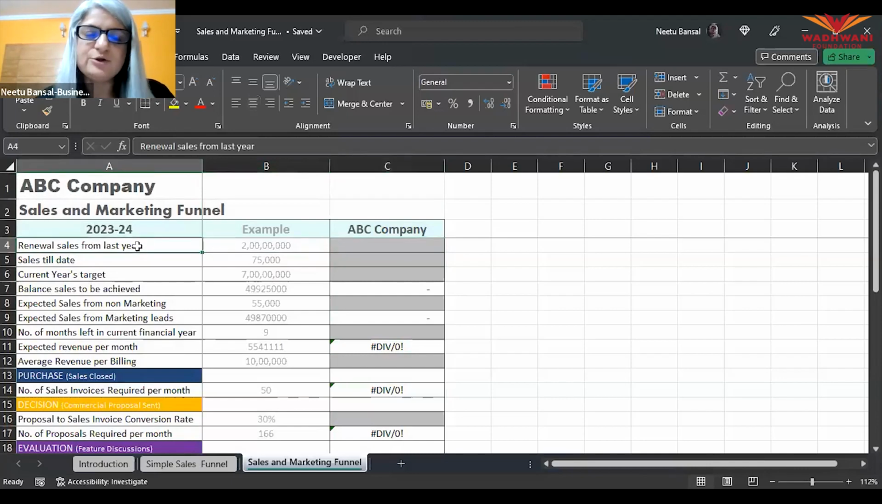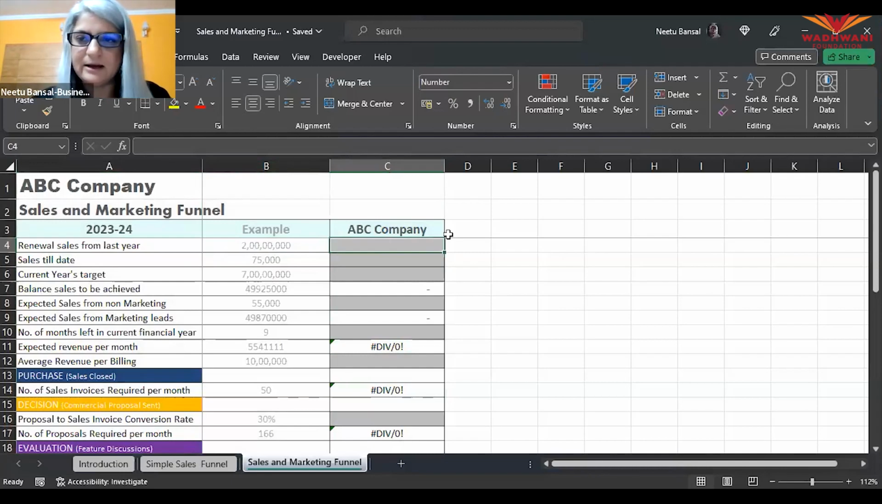So let's start with the first one. The question here is, do you have any renewal sales from last year? This applies to those organizations who have been in business before March 31st or so. If you have a business which is a subscription model, and they simply renewed this year, you can add those numbers over here. Okay, in case you don't have it, you just put 0. Now, we are already in the month of June in the financial year. So I'm sure some of you have already done some amount of business. So you can put in that billing value over here.